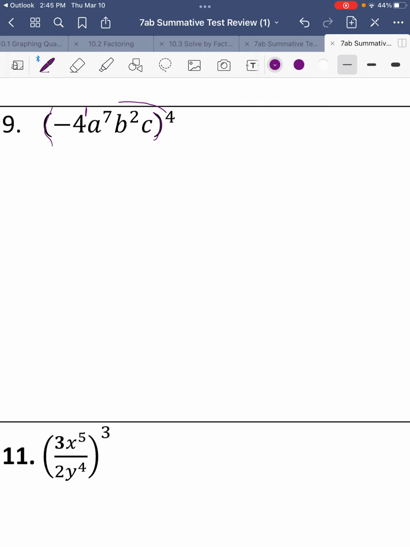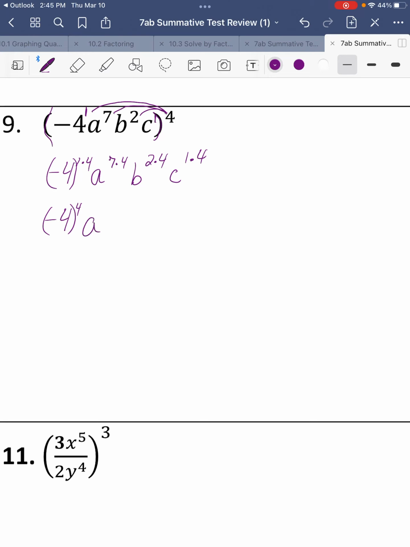So that negative 4 is raised to the first power. So it's going to be negative 4, 1 times 4. 4 times 7, so it's a to the 7 times 4. B to the 2 times 4. And C to the 1 times 4. So we have negative 4. 1 times 4 is 4. Let me put this in parentheses. It really should be in parentheses because we're going to put that in Desmos.